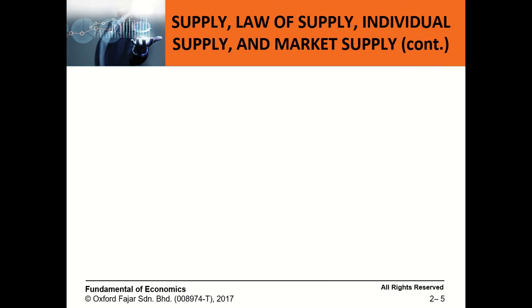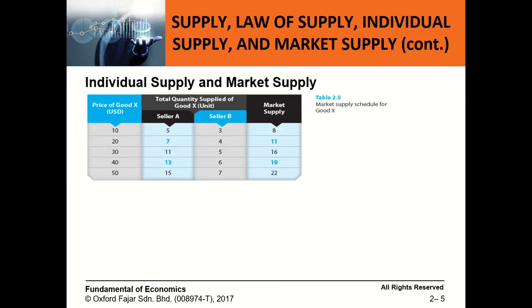Now I want to show you how we draw the individual supply curve and the market supply curve. Let's say we have this table here that represents the price and the quantity offered by seller A and also seller B. The summation of the quantity offered by seller A and seller B for every single price level here will form what we call the market supply.